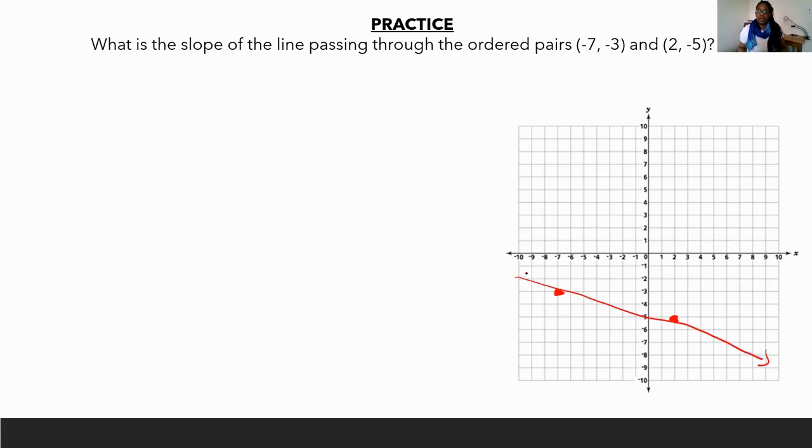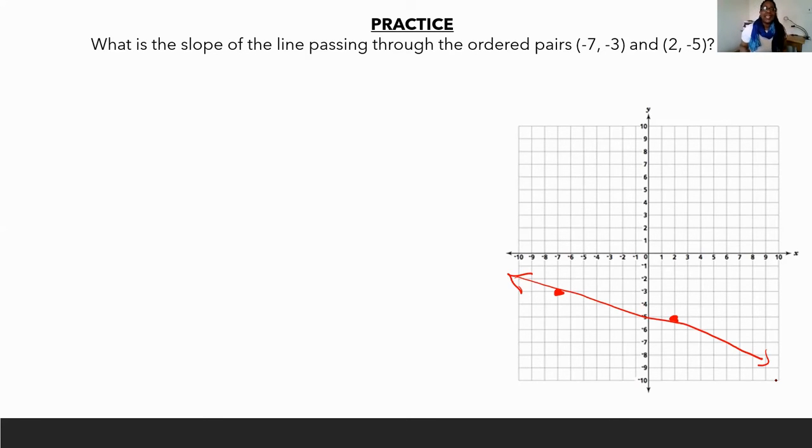All right. So we can see that from left to right, it's going downward. So I should have a negative slope. So I'm not going to show the rise or run on the graph yet. I'm going to use the graph to see if what we do algebraically is correct.